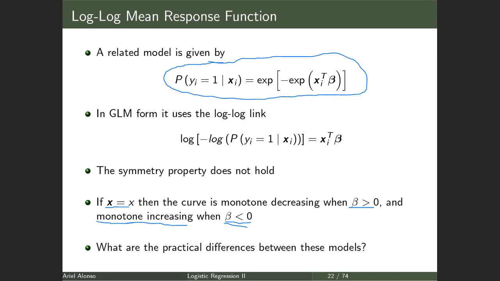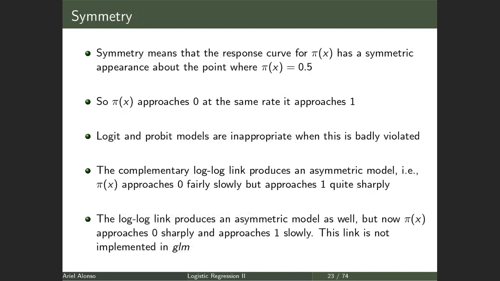Now, what are the practical differences between these models? You may think, well, if I'm now in a data set, like for instance, the animal experiment, which one should I use? Should I use the logit just because the logit has this nice interpretation, this computational advantage, or should I use another one? I mean, how do I decide this? Well, there are some practical differences between them. Let me tell you this, the probit and the logit typically give very similar results.